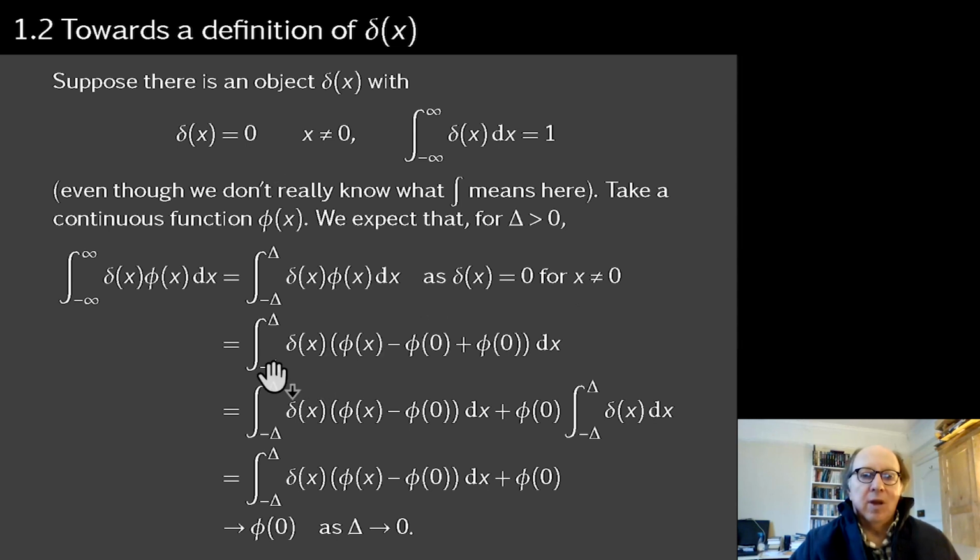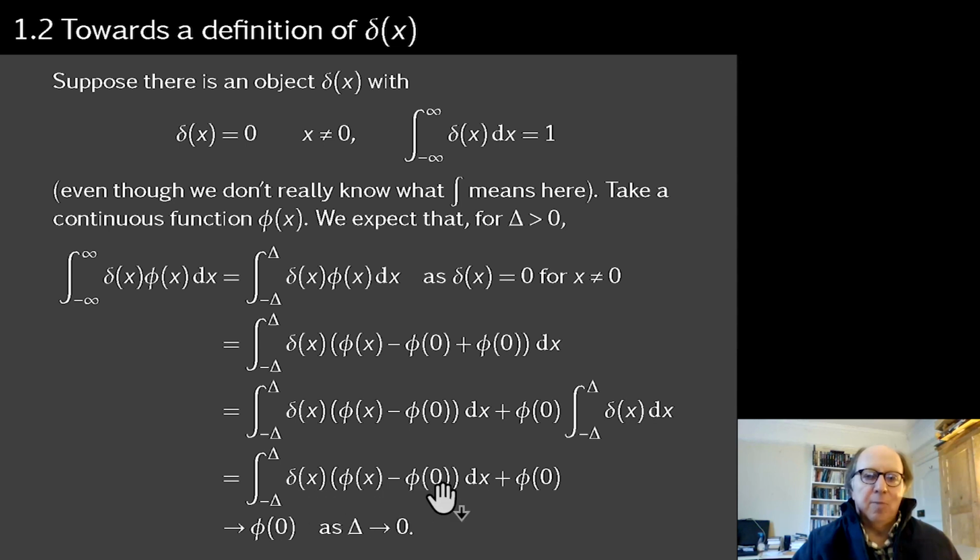Then we're going to do a typical little analysis trick. We add and subtract something, in this case phi of 0. So we write this phi of x as phi of x minus phi of 0, and then we add phi of 0 back in again. And then we split it up into two: delta of x times phi of x minus phi of 0 integrated, and then this is a constant, so it can come out of the integral, phi of 0 times the integral from minus capital delta to capital delta of little delta of x dx.